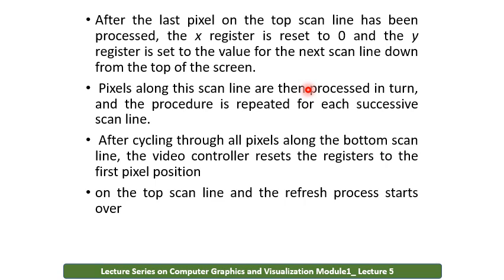After the last pixel on the top of the scan line has been processed, the x register is set to 0 and the y register is set to the value for the next scan line down from the top of the screen, so that the pixels along this scan line are then processed in turn, and the procedure is repeated for successive scan lines. After cycling through all the pixels along the bottom scan line, the video controller is going to reset the registers for the first pixel position, and then it is going to start with the top scan line and the refresh process starts over.